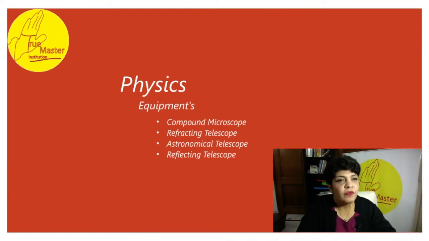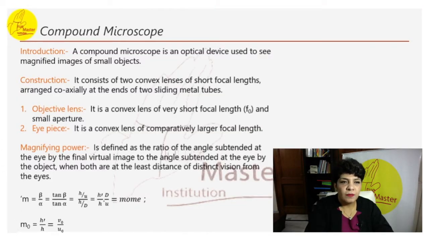Hello friends, we will be covering the following equipments: compound microscope, refracting telescope, astronomical telescope, reflecting telescope. Introduction. A compound microscope is an optical device used to see magnified images of small objects.